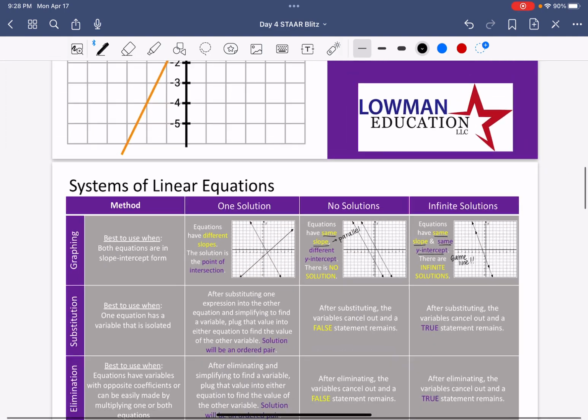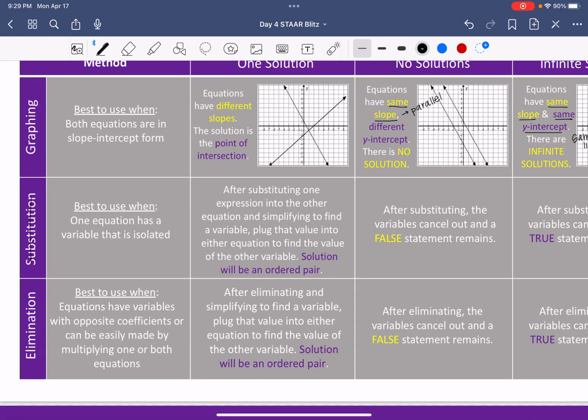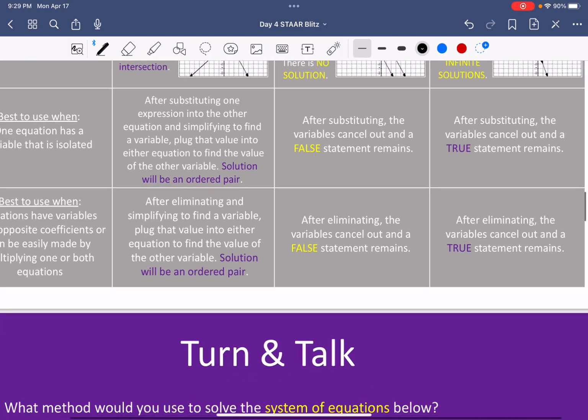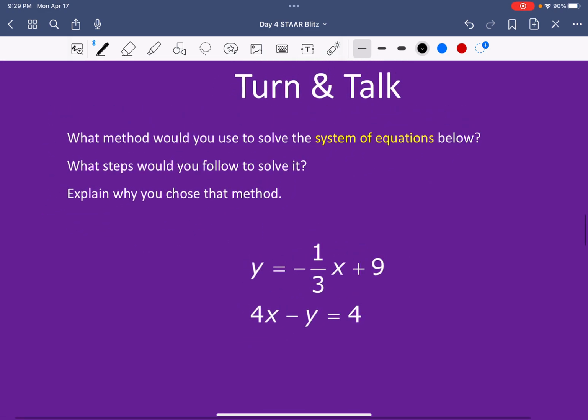So don't worry about substitution or elimination. In this case, you just use menu 3, 2. When they give you 2 equations, you just use menu 3, 2. How would you solve, what method would you use? Well, we don't have to talk about the methods. This is menu 3, 2, and it gives you your solutions.